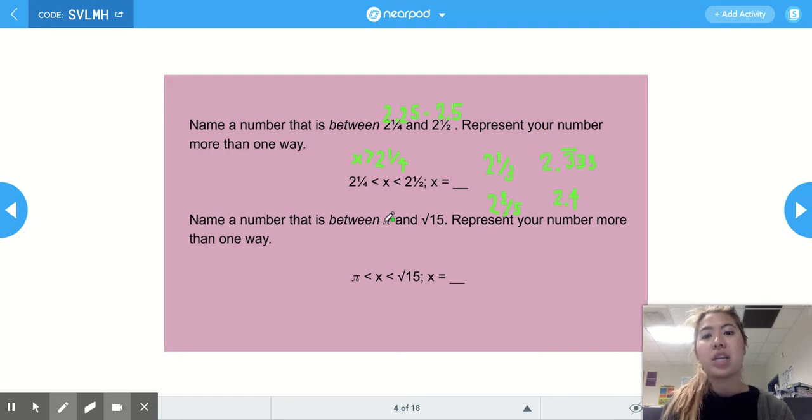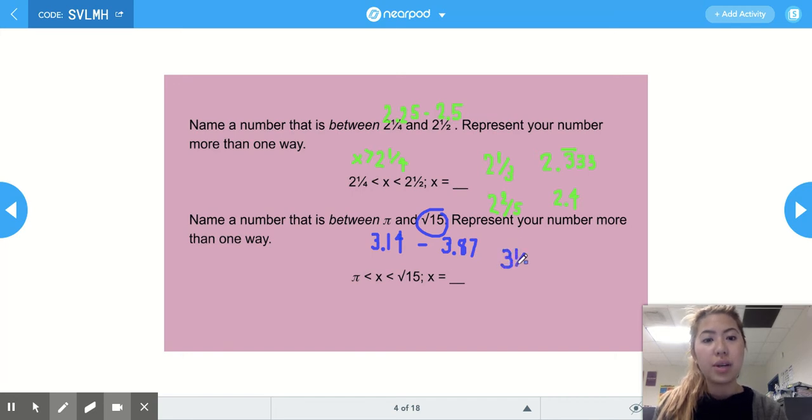We now have to name a number that is between pi and square root of 15, and we have to represent our number more than one way. So pi is around 3.14, and then we have to figure out what the value of square root of 15 is. So we can estimate its value by finding the nearest perfect squares, or we can just use a calculator. And so the square root of 15 is about 3.87. So we're looking for a number in between 3.14 and 3.87.